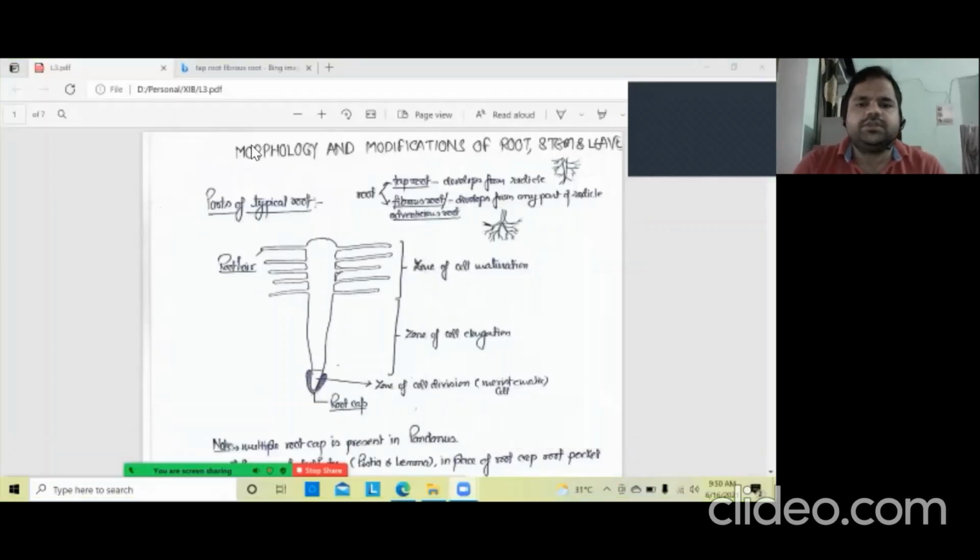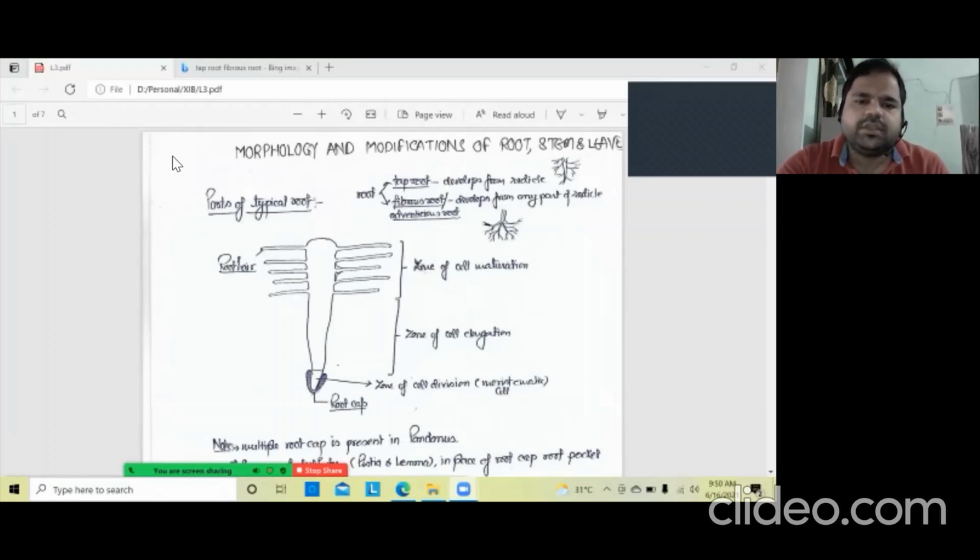Students, in this video lecture, we will discuss the structure of a typical root, the types of root and their modification. So first we will discuss the parts of a typical root. We can see a rough diagram of a typical root. This one is the primary structure of the root. This is also called the primary root.